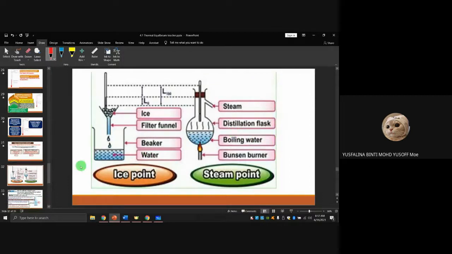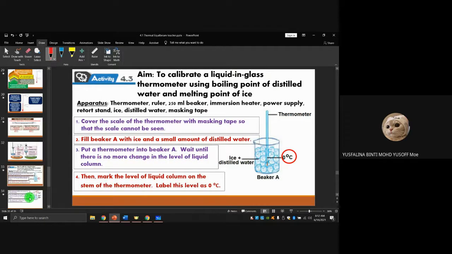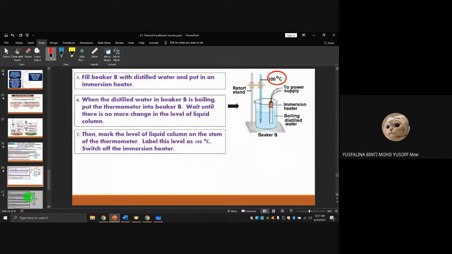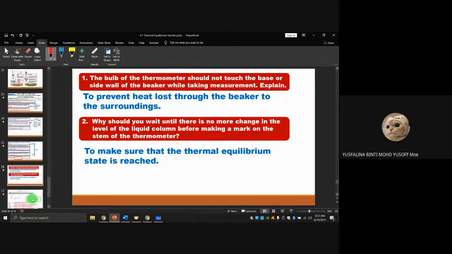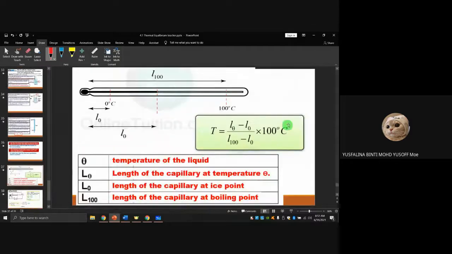This is the experiment I explained just now. You put it in the ice, and you put it in the hot water. Sorry, this is the formula: L theta minus L0 equals L100 minus L0 times 100.